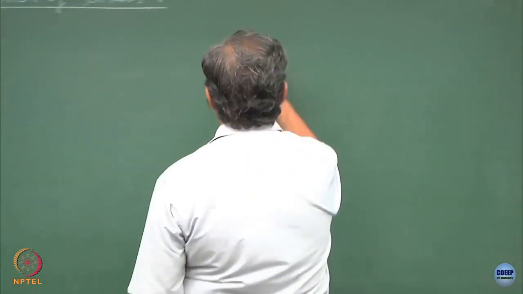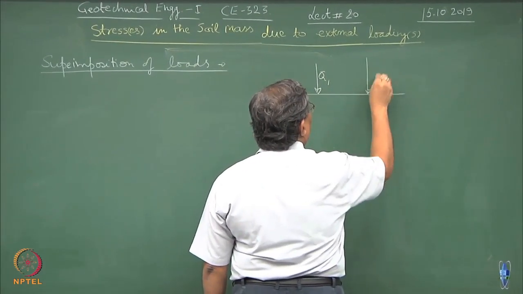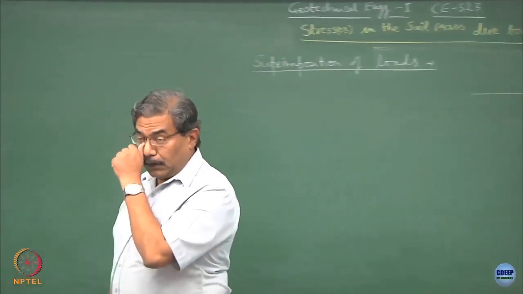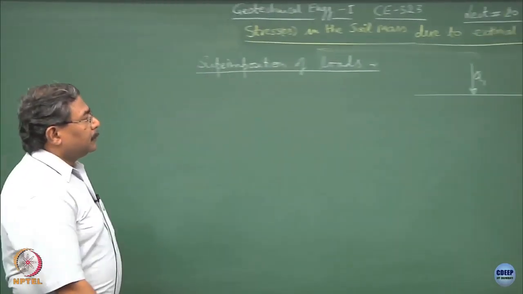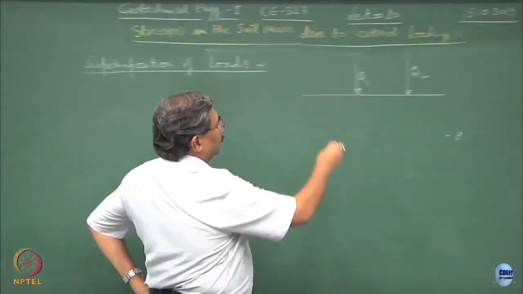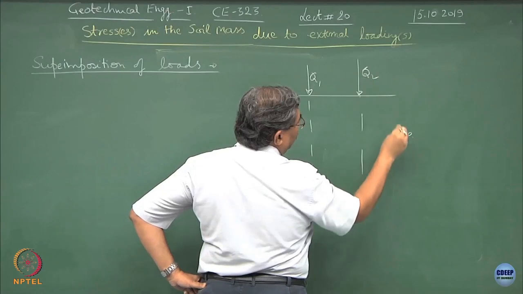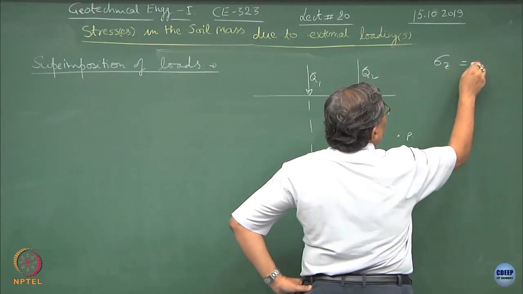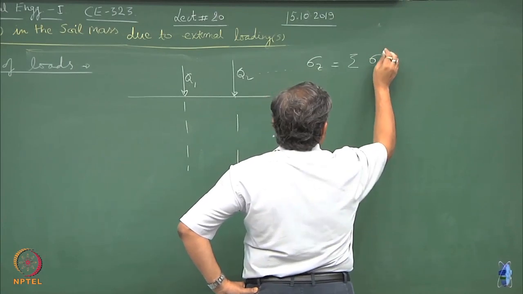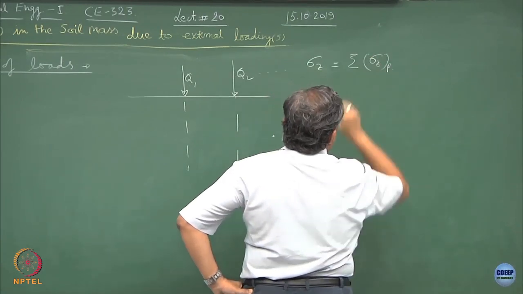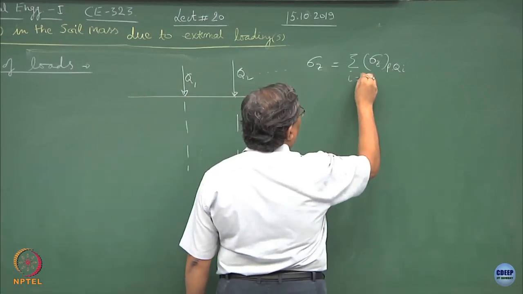Structural analysis. Suppose I started with the first situation, there is Q1 acting here and there is Q2 acting here, and find out what is the state of stress at any point, let us say somewhere here. So, the best way of doing this would be you assume them independently, find out the state of stress corresponding to Q1 first at this point, Q2 at this point, and sum them up. So, sigma z will be equal to the summation of, if I have a series of loads over here, sigma z at point P because of Q1. So, this becomes i equal to 1 to n.